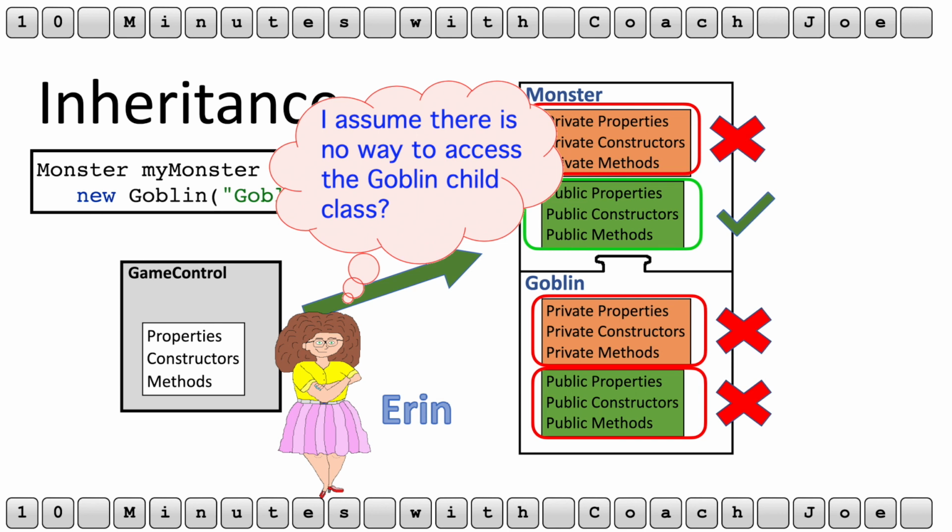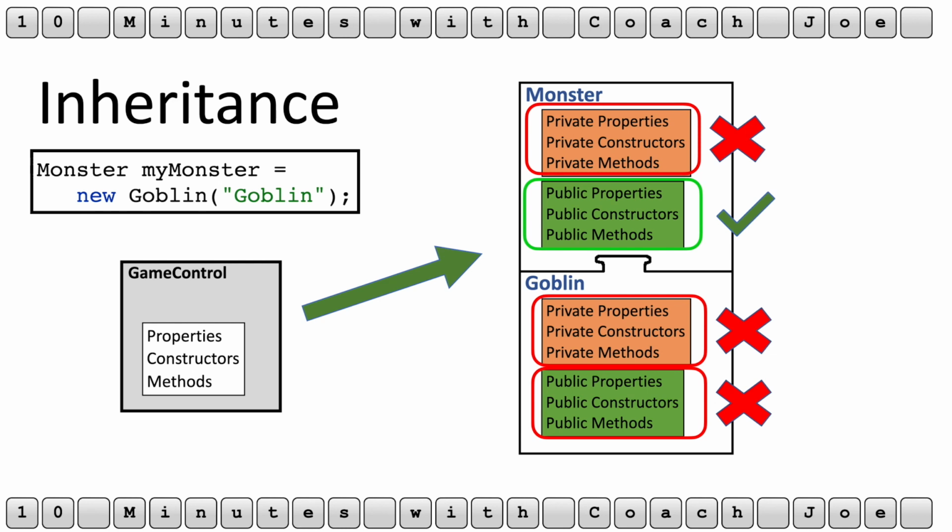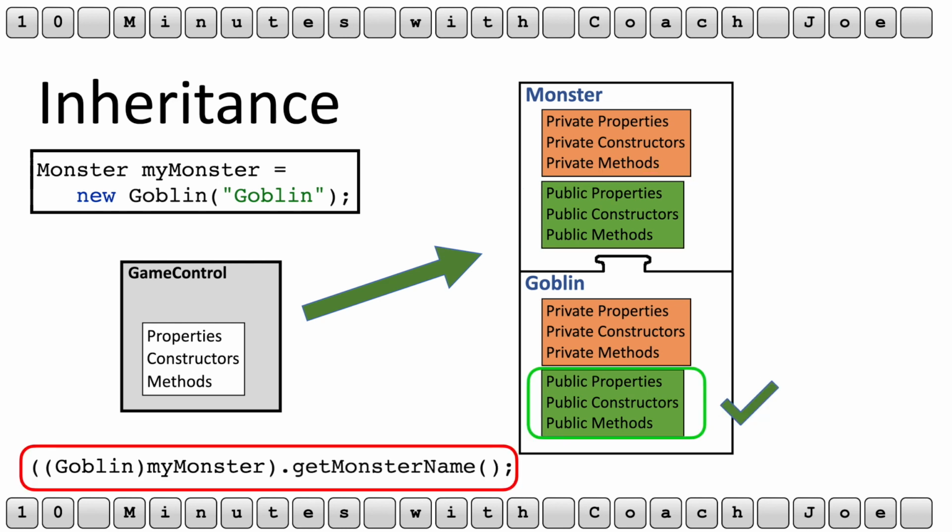Can you access the goblin child class and methods if you instantiate the monster parent class? With the use of casting, you can access the public properties and methods of the goblin child class. Again, this is uncommon and typically an indication of poorly designed code. With this command, you can cast the myMonster variable as a goblin class. Then you will have access to any public properties and methods like getMonsterName from the goblin child class. Let's look at the code for inheritance.